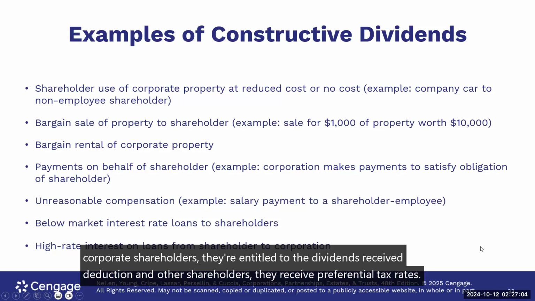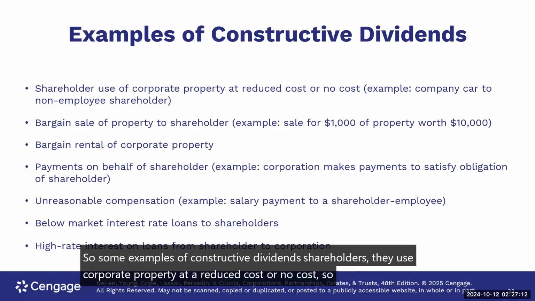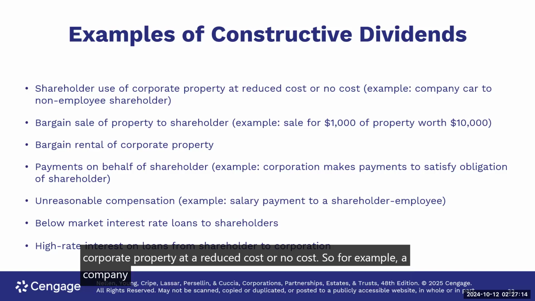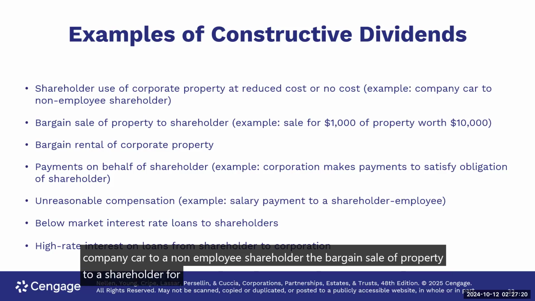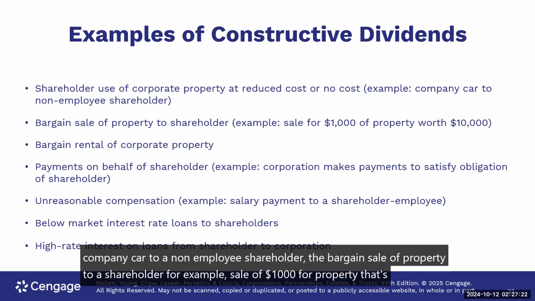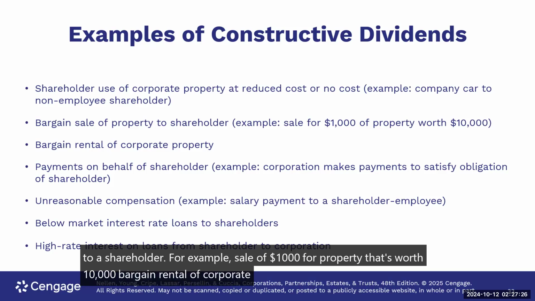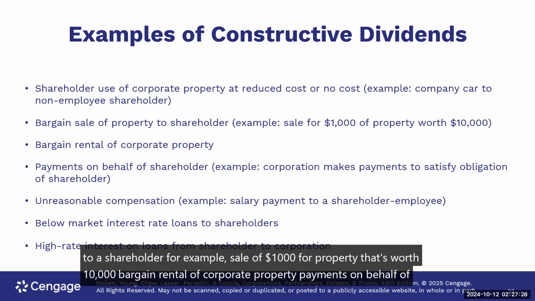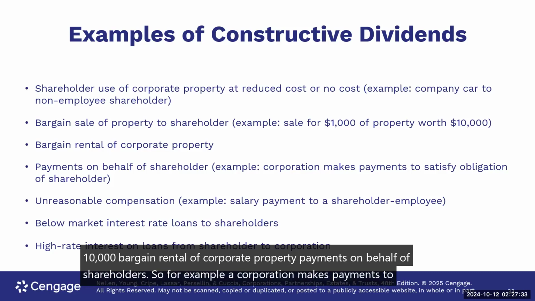So some examples of constructive dividends: shareholders use corporate property at a reduced cost or no cost. For example, a company car to a non-employee shareholder, the bargain sale of property to a shareholder, for example, sale of $1,000 for property that's worth $10,000, bargain rental of corporate property, payments on behalf of shareholders. So for example, a corporation makes payments to satisfy obligations of shareholders.